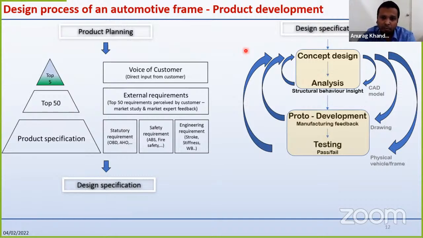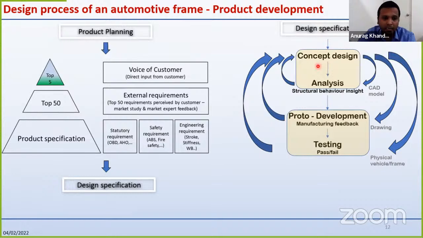Based on the arrived design specification, a concept design of the frame is made to accommodate all these requirements. There are four stages here: concept design, analysis, proto development and testing. You can consider the first two as a set. These are a kind of virtual analogy of physical vehicle development and testing. The concept CAD models are given to analysis, which gives an insight into the structural behavior, and we get feedback on where a component or frame may be failing.